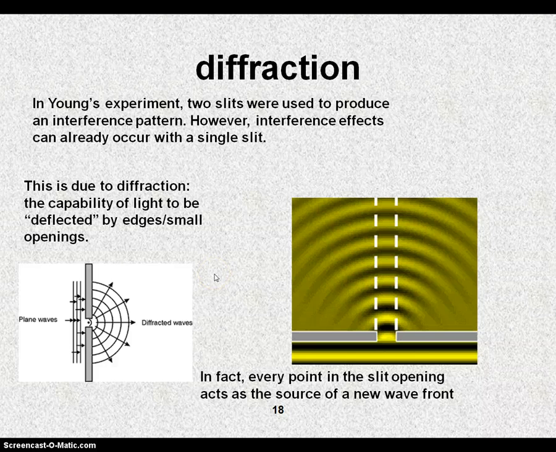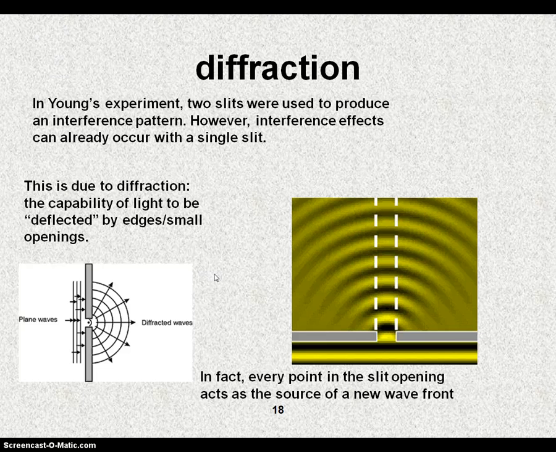Lastly, I'm going to discuss diffraction. Diffraction is the idea that when a wave passes through a boundary, it sort of drags along the edges and is deflected, and curves or bends around those barriers. We've already seen this in the Young's double slit experiment.